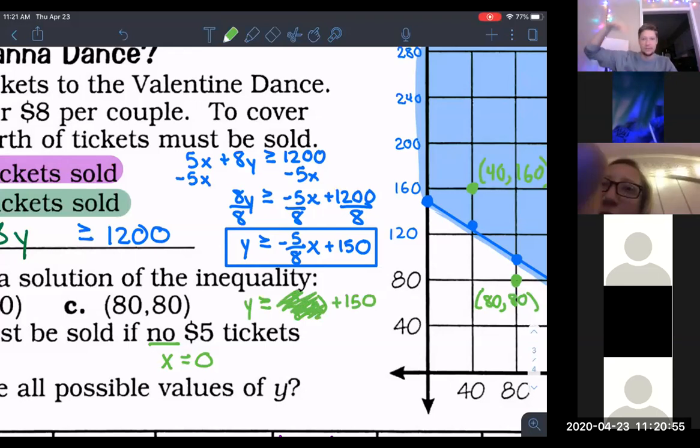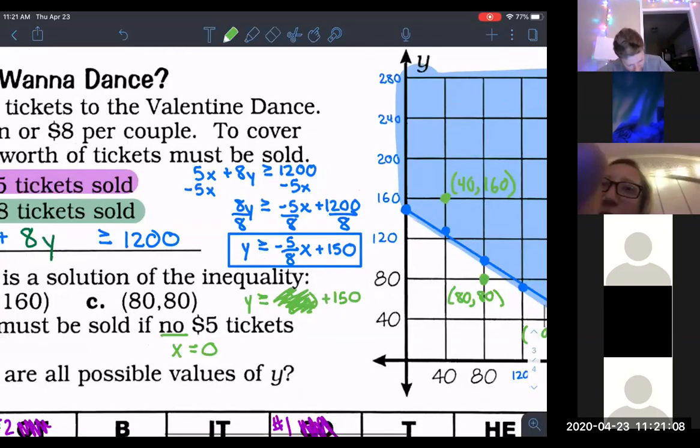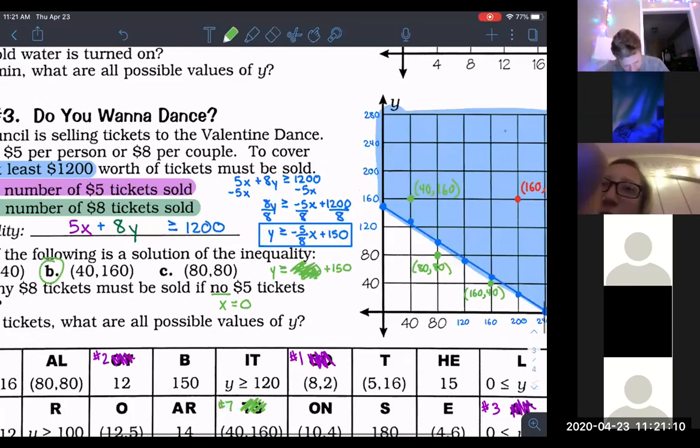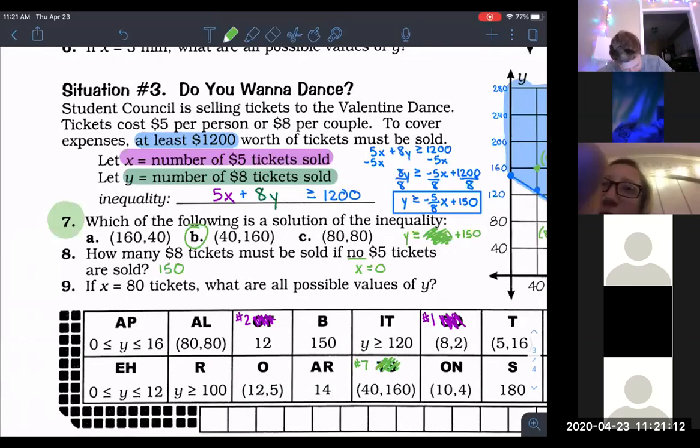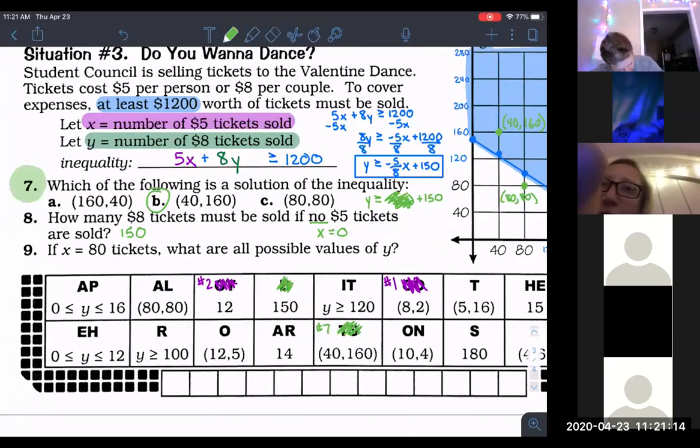They can sell 160. They can sell 200. They can sell 400. Those would all meet their quota. But if they sell 149 tickets, they're going to be short of covering their expenses, those $1,200. So the answer here is 150. So we find that right here. Letter B, we're going to cross that out, put a number 8 there.